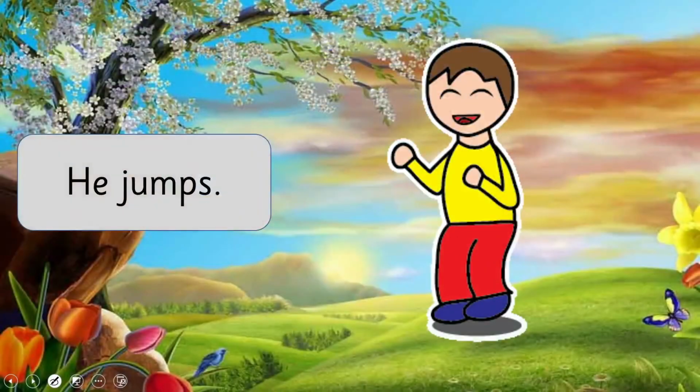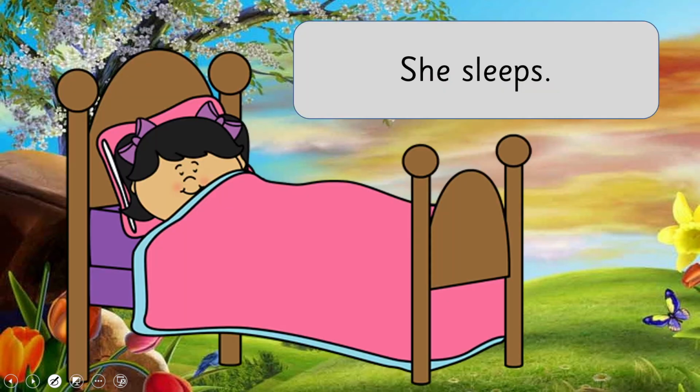In the next example, you can judge: he jumps. So "he" is the subject, "jumps" is the verb. This also clarifies that, according to the structure of a sentence, it is subject plus verb. Yes, my dear students, the next example is: she sleeps. Subject, she, and sleeps, verb.